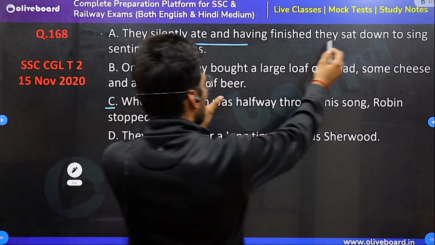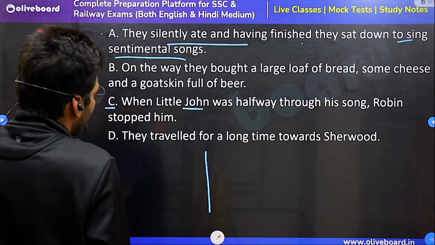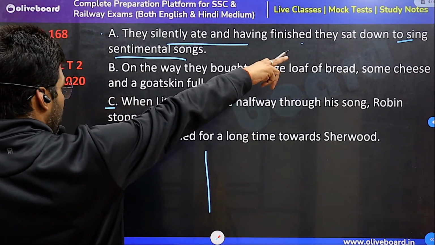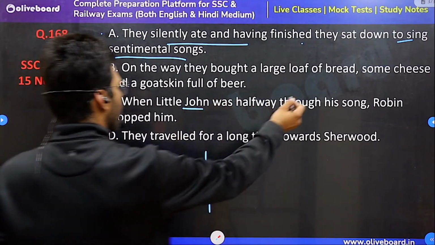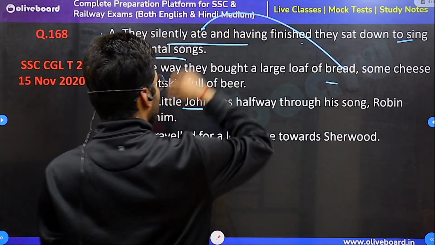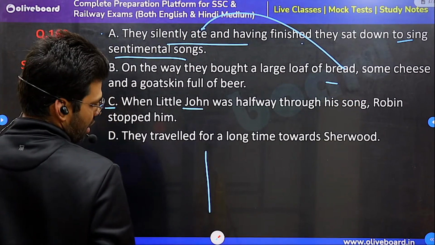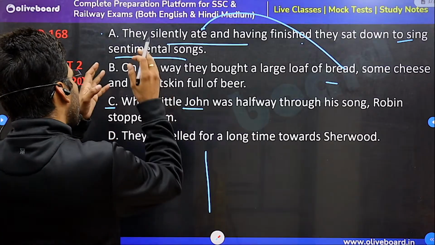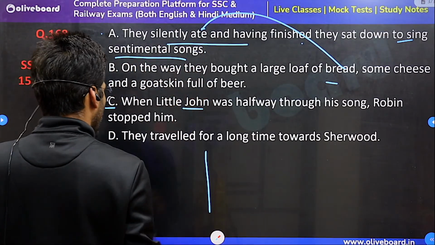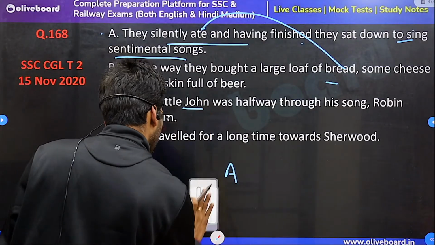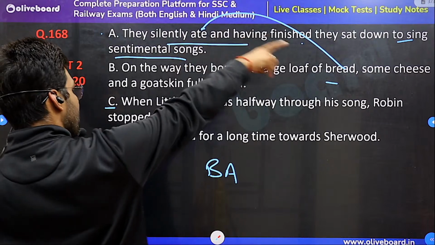They have eaten and now they are sitting to sing songs. Okay, on the way, they bought a large loaf of bread. Common sense says a loaf of bread is something that we eat. Cheese is something that we eat, and other stuff. So now the scenario is, I will eat later, I'll buy first. Now I would say A is there. B should come first. I'll buy things first, then eat them, singing a song.